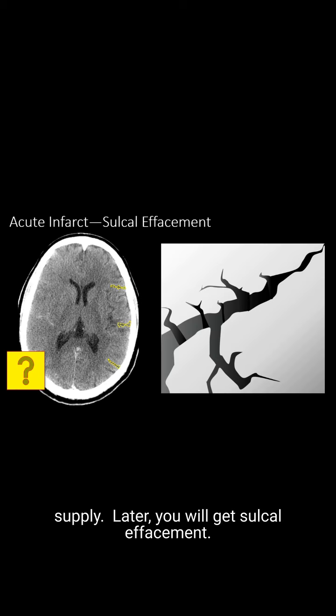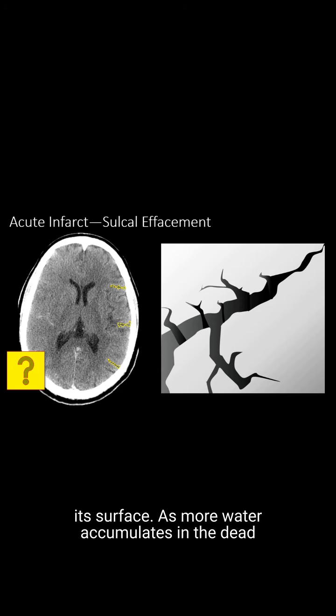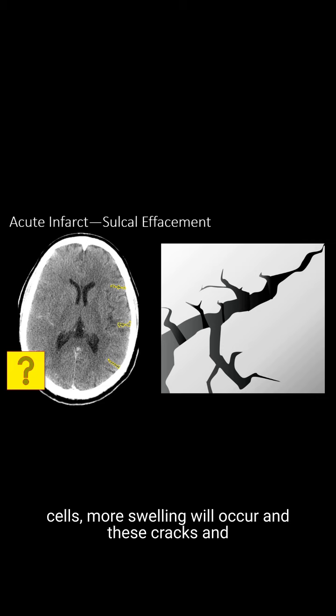Later, you will get focal effacement. Now, normally, the brain should have lots of sulci that look like little cracks and crevices along its surface. As more water accumulates in the dead cells, more swelling will occur, and these cracks and crevices become effaced by the swollen brain.